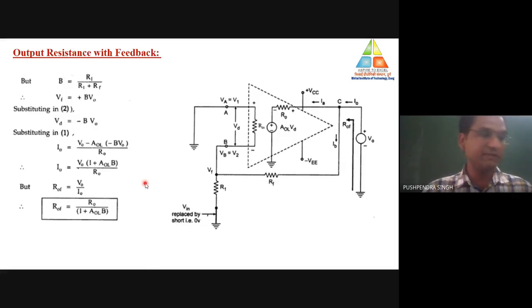Are you getting my point now? Output resistance with feedback in the case of voltage shunt and also voltage series, in both conditions this derivation is the same. So this is about output resistance with feedback.